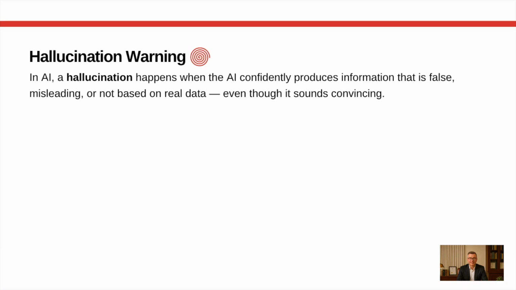Important rules. 1. Hallucinations. AI tools are powerful, but they are not perfect. In AI, a hallucination happens when the AI confidently produces information that is false, misleading, or not based on real data, even though it sounds convincing. For example, the AI may create incorrect facts, wrong statistics, or even fabricate dates and references. Treat AI as a helpful assistant, not as a final authority.